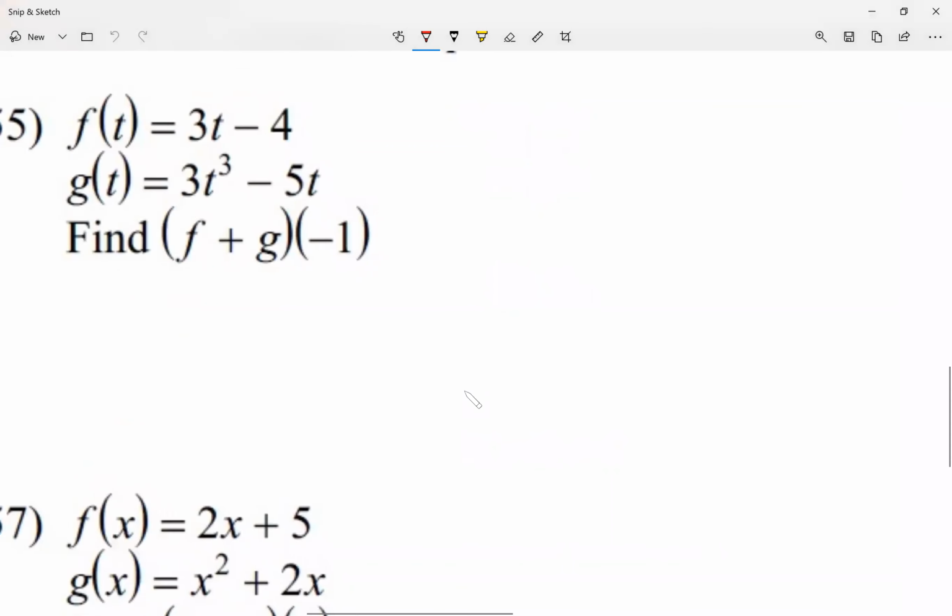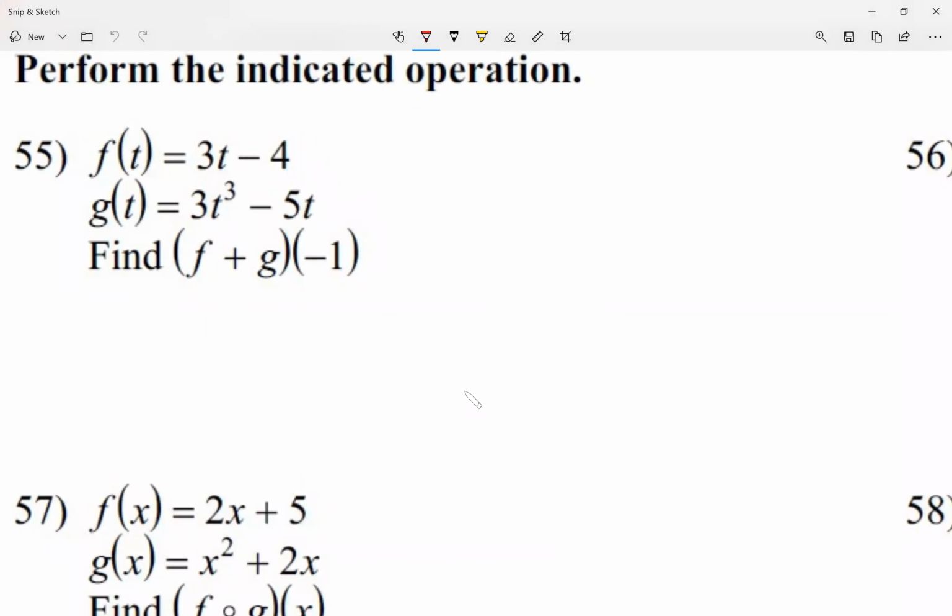55, I have f of t and g of t. And I'm going to do f plus g of -1. So that means that I'm going to go f of -1 plus g of -1. Okay, I have to find out what f of -1 is. So looking at the function f, I'm solving for f of -1. That means the variable, to begin with, the variable was t, but I'm going to replace the variable with a -1. So I have 3 times -1 minus 4.